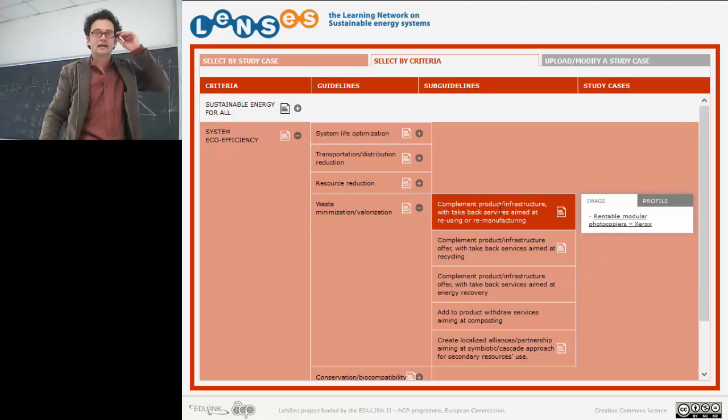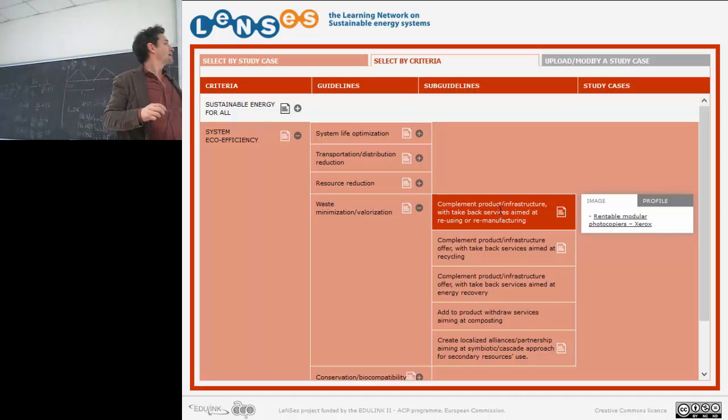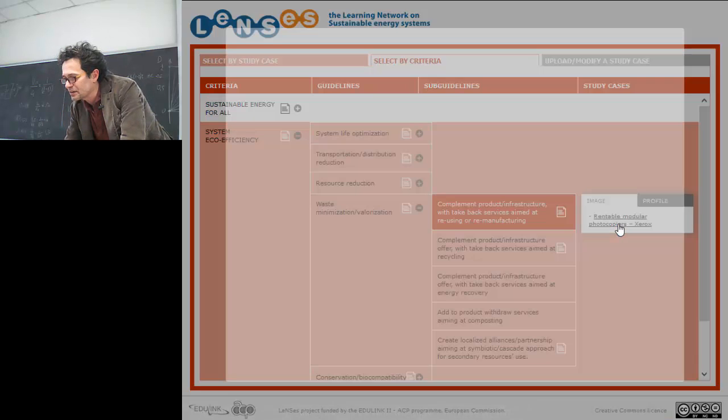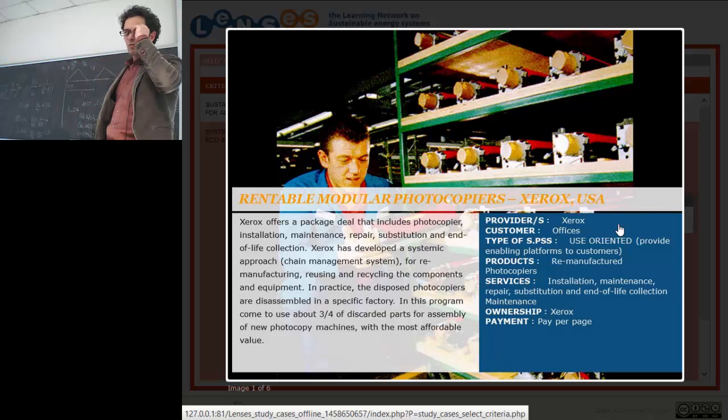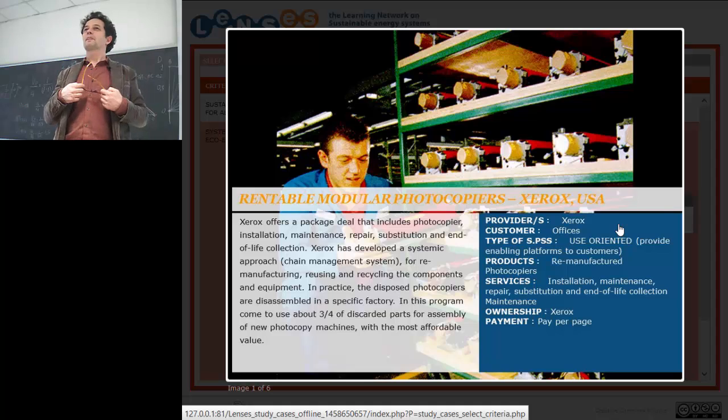For example, and I think we already saw this example, we can complement product infrastructure with take-back services aimed at reusing and remanufacturing. Did we see the case of Xerox? Or a similar one that is selling per page, that you are paying per page? We didn't see this? No. Xerox or maybe Ricoh. We saw it, okay. Yes, yes, that you pay per page.